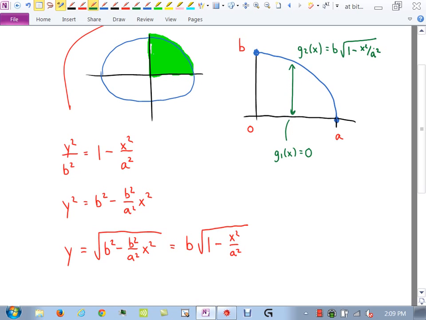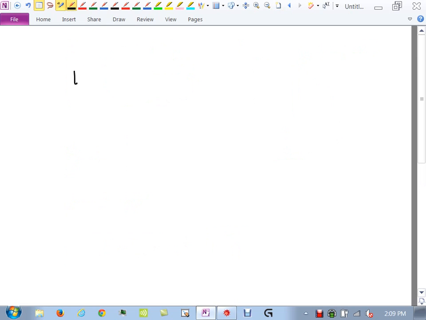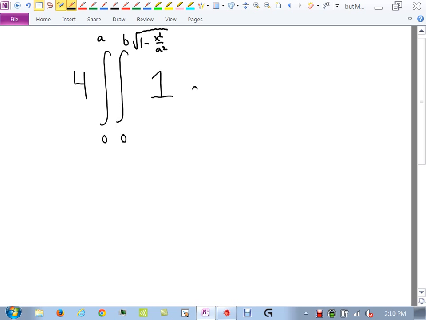I'm ready to set up the double integral that's going to give me the area of the entire ellipse. And here's what it looks like. It's 4. Why? It's 4 of those regions, and they're symmetric, right? Double integral of 1, right? Now let's talk about limits of integration. I was doing a type 1. What was the restriction on x? 0 to a. What is the restriction on y? 0 to b square root of 1 minus x squared over a squared, dy dx, right?